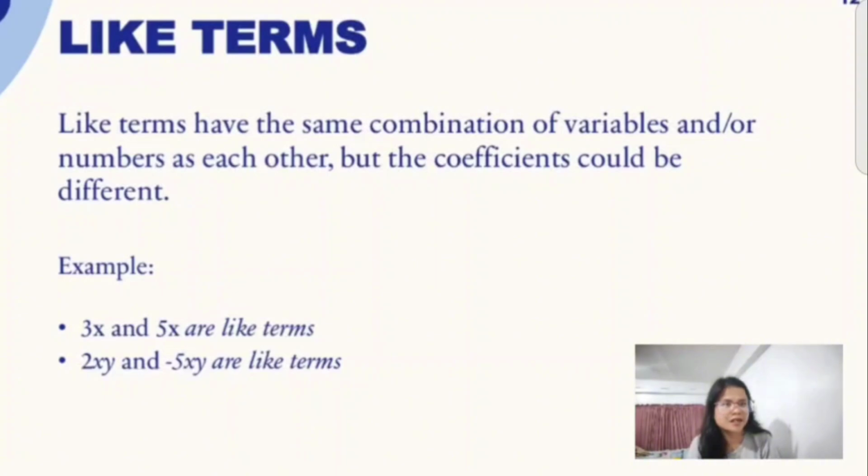The first example of like terms is 3x and 5x. 3x and 5x are considered like terms because they have identical variables, which is the variable x. In the second example, we have 2xy and negative 5xy. 2xy and negative 5xy are considered like terms because even though the negative 5xy has a minus sign in front, it still belongs to the term. So, in general, plus and minus signs in front are considered to be part of a term.